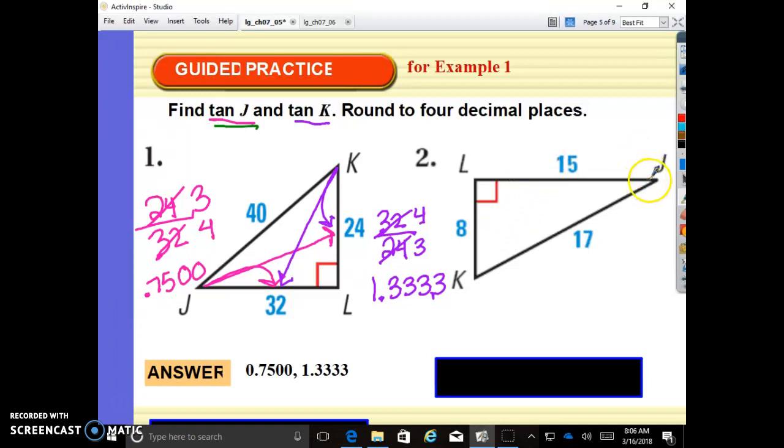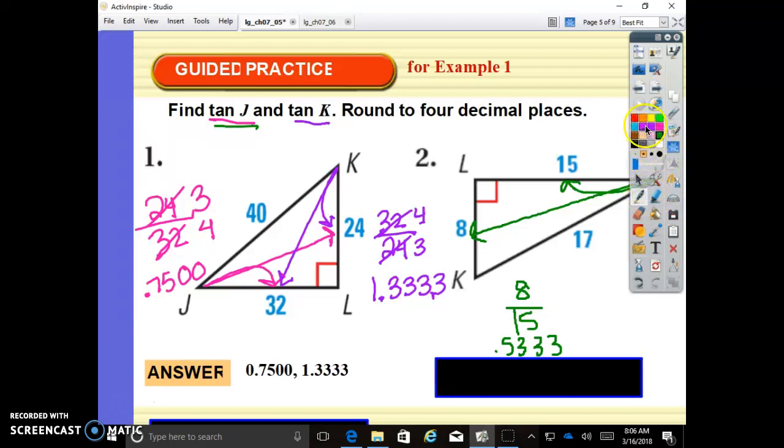So tan J, what is opposite of J? 8. What is adjacent? Next to it, but not the hypotenuse. 15. And 8 over 15 reduces, no. So take our calculator, 8 divided by 15, and we get 0.53 repeating. So our answer is going to be 0.5333, 4 decimal places.